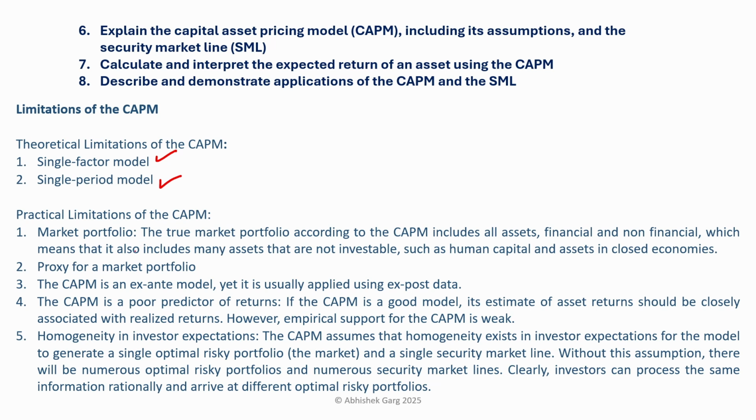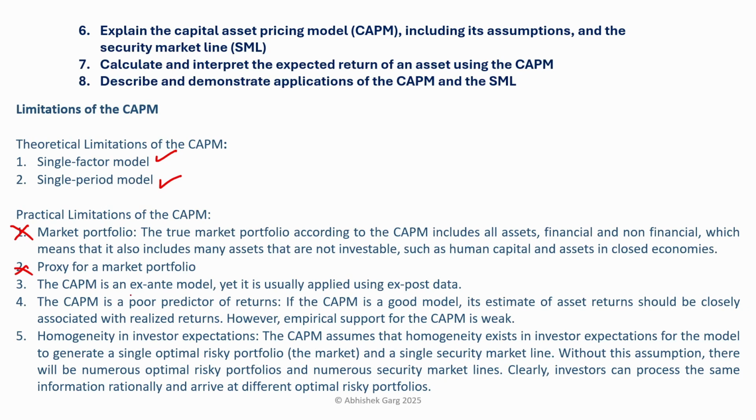The practical limitations of the CAPM concern the market portfolio. A true market portfolio, according to the CAPM, includes all assets, which means that it also includes many assets that are not investable, such as human capital and assets in closed economies. So the market portfolio considered in CAPM is not investable and replicable. So this is the first limitation. The second one is the proxy for a market portfolio. It is very difficult to determine the right proxy to be used for the market portfolio. So this is the second limitation.